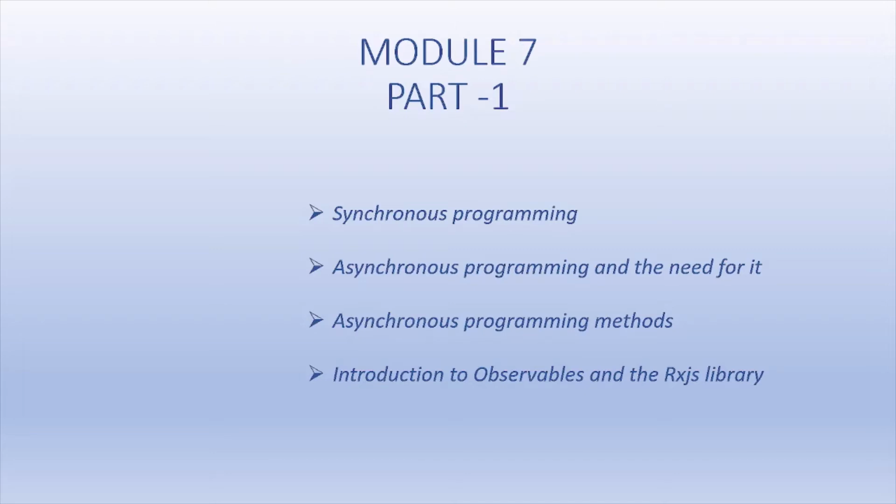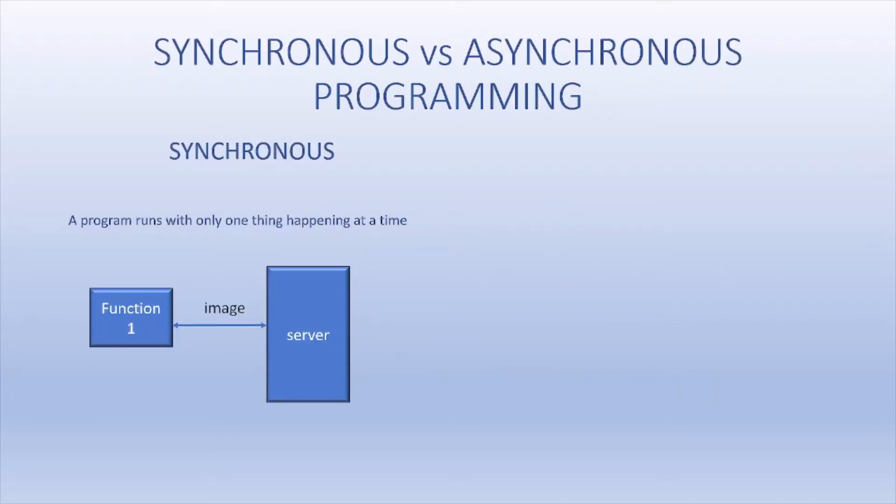So to begin, let's look at synchronous programming versus asynchronous programming. In synchronous programming, a program runs with only one thing happening at a time. And we've seen that, right, in our code. In the functions we've written, our lines of code execute one at a time, right? And they execute in sequence, one after the other.